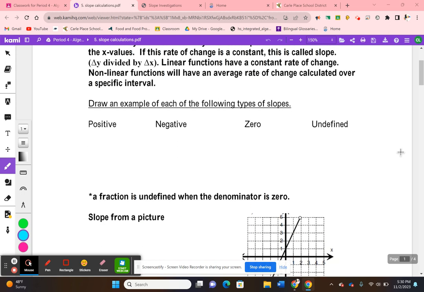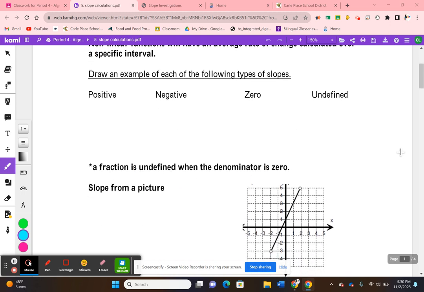Okay? So the first thing you want to know is that there's different types of slope. And positive is basically something that goes up.